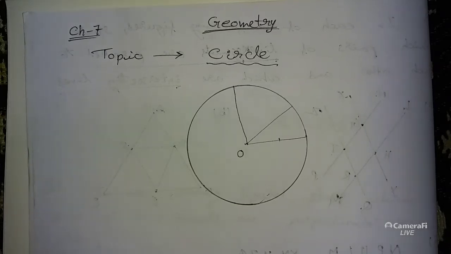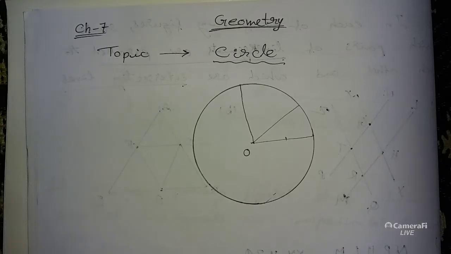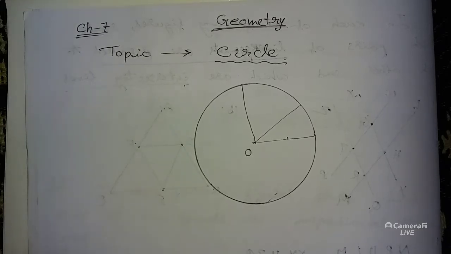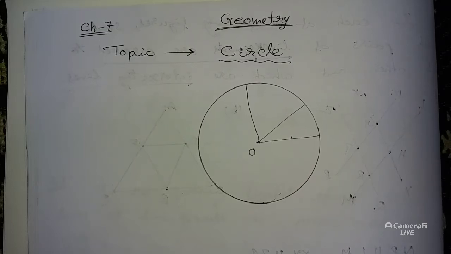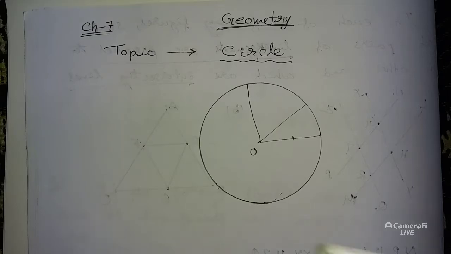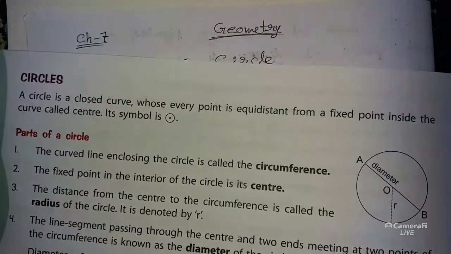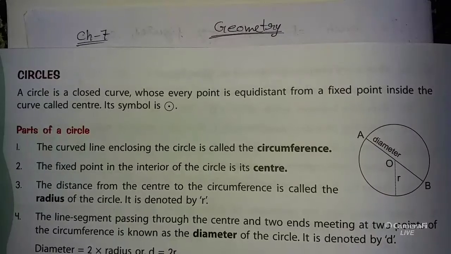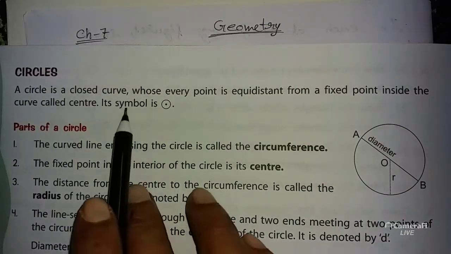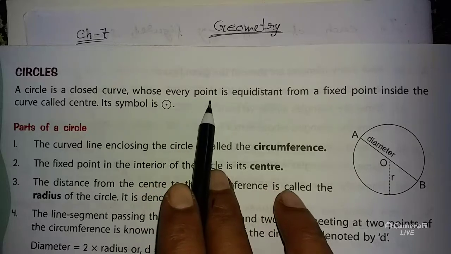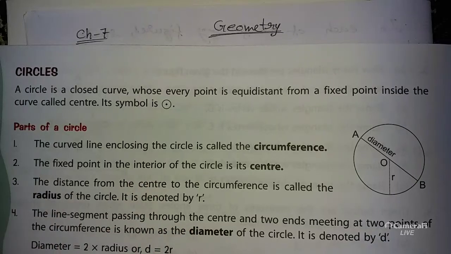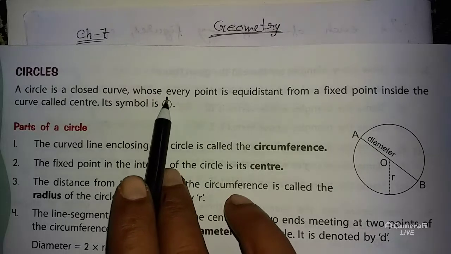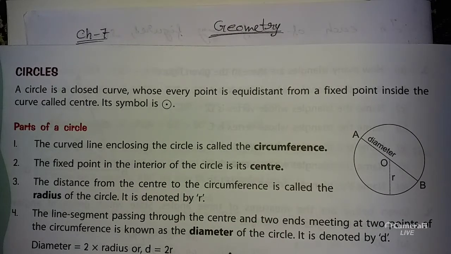So, what is a circle? From the figure it is clear that it is a closed figure, and moreover every point is equidistant from the fixed point inside the curve. So, this is a circle. The definition: a circle is a closed curve whose every point is equidistant from a fixed point inside the curve, and that point is called the center, and its symbol is like this. So, this is a circle.